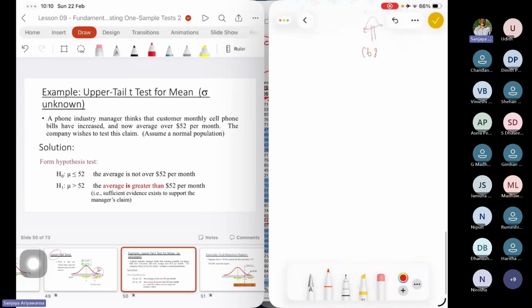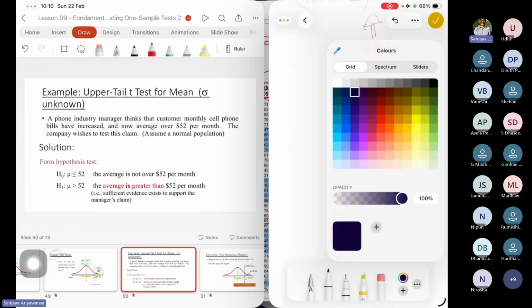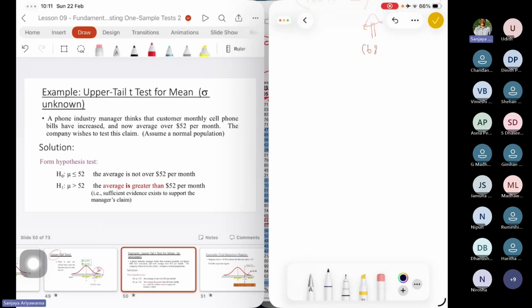Now we are looking at a one tail test example. If we read this, a phone industry manager thinks that customer monthly cell phone bills have increased, and now the average is over $52 per month. So he's saying that it's over 52, so we have to have the equal sign. So over 52, H naught is mu less than or equal to 52. That's the key thing first that you note down, right?